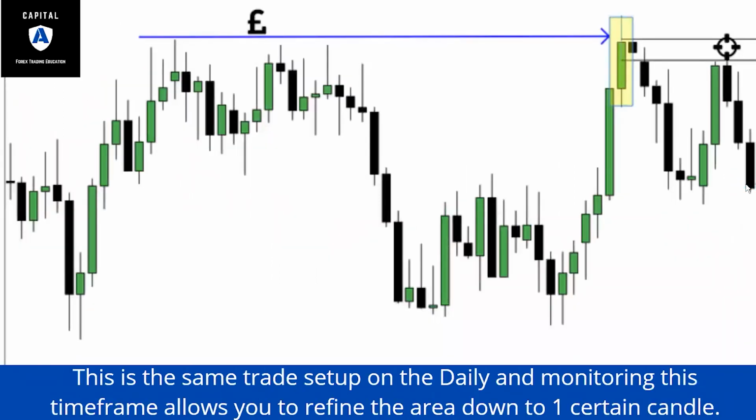So this is the same trade setup. It's on a daily time frame now. We were just looking at the 4 hour, and monitoring this time frame allows you to refine the area down to one certain candle. So you can see now how this is the day that they went up, grabbed the area, grabbed the money, grabbed all the liquidity up there, and then it started to turn around and returned at a later date.